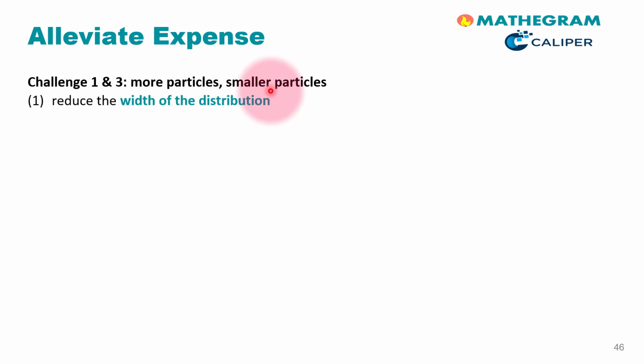The first and quite obvious strategy is to simply eliminate these particles. In other words, we reduce the width of the distribution. Well, of course that works, but removes insight and predictive power.